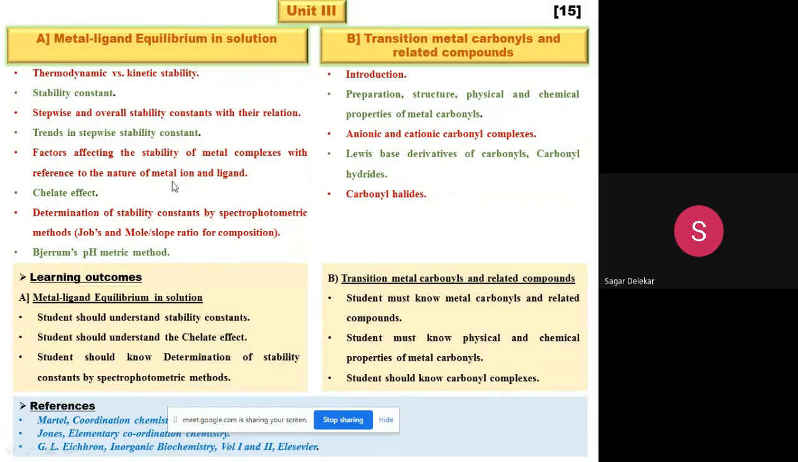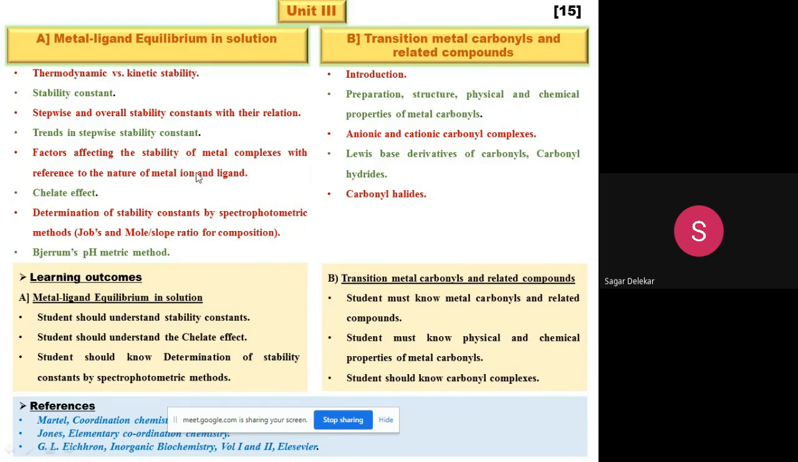In the nature of the metal ion, you want to consider basically the charge on the metal ion, then the acidity of the metal ion, then the size of the metal ion, then the ionization energy, or the CFSE value, or, if you are going to use the concept of hard and soft acids and bases. All these sub-factors are to be covered under the nature of the metal ion.